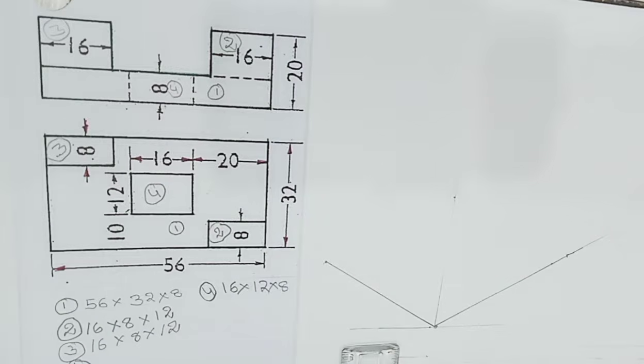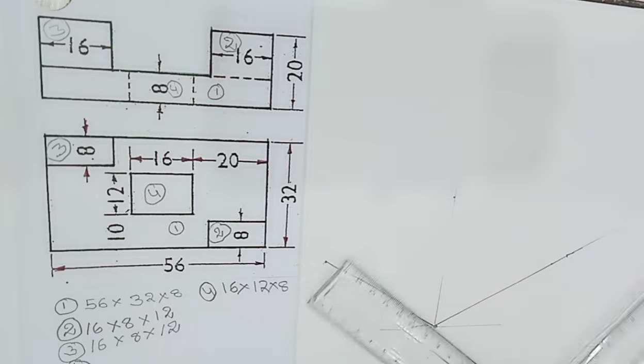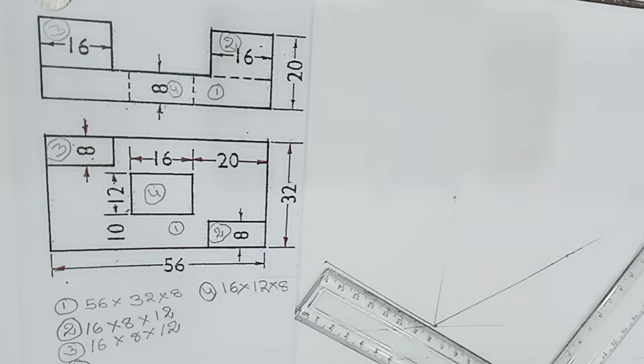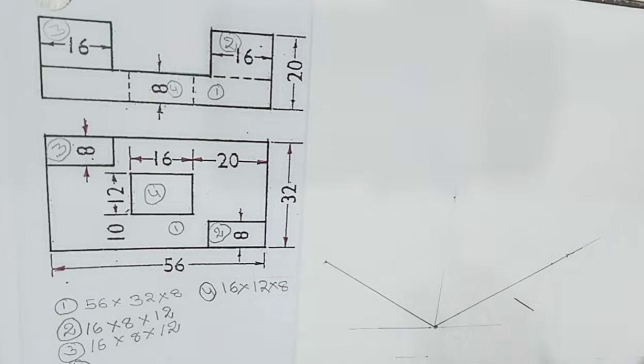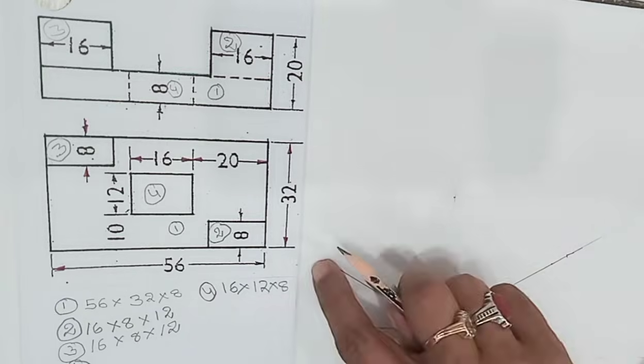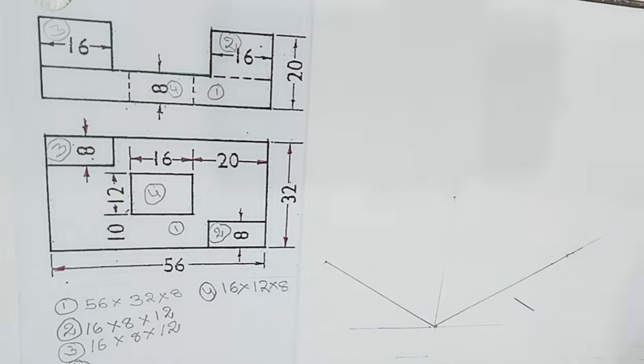Now first we will start with the first part. Before going to that, we have to decide whether the length should be aligned to the x-axis or z-axis. Here I am aligning length to the x-axis. So this is the front view. Then this should be the length and this should be the breadth and this is the height.